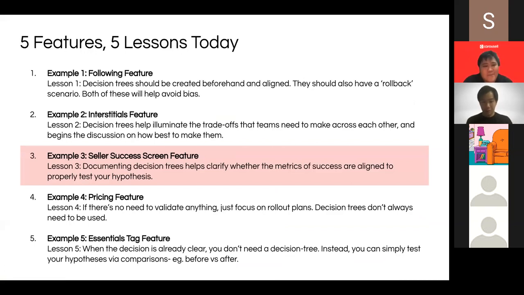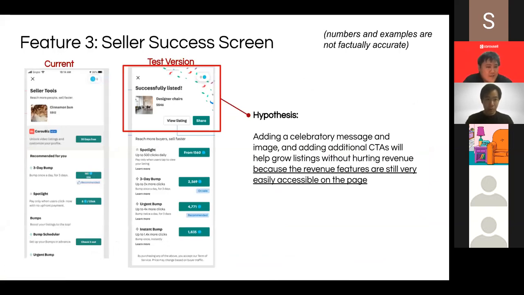So example three, moving on to another growth feature, but on the seller side, right? We had the buyer side previously. So the former version is, after you've listed your item on Carousel, you'll basically see a whole host of seller tools, right? Lovingly curated by my team. And what happened is growth looked at this and they're like, rather than try and sell to people at this point, let's remind them that they've just done something good, right? It's a growth feature. Help them celebrate their success, create some confetti, add some CTAs, free CTAs, right?